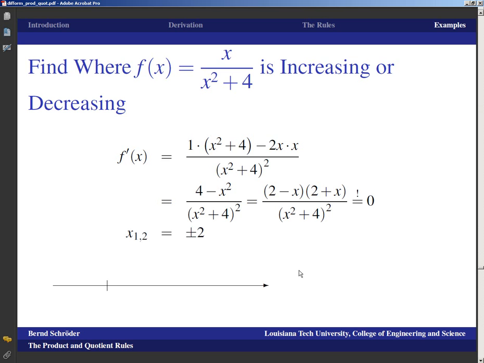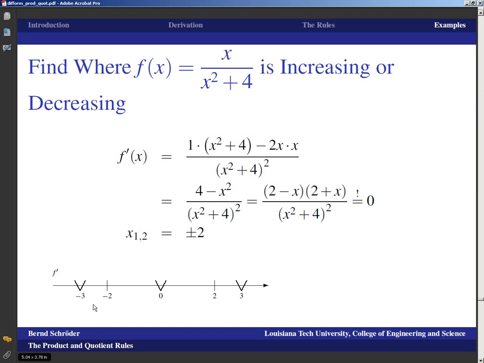We do our number line. We have 2 critical points, negative 2 and plus 2. We need 3 checkpoints, and because 2 and minus 2 are so far apart from each other, we get nice checkpoints. We check at negative 3, at 0, and at 3. And we need to find the signs of the derivative. Well, let's see.